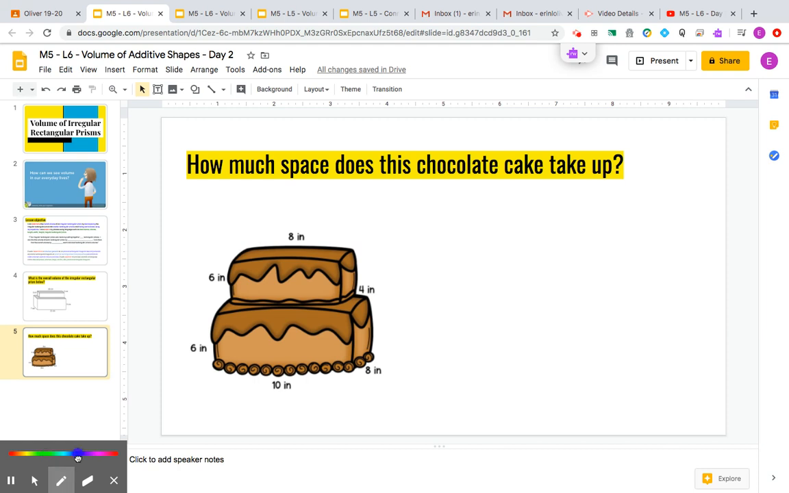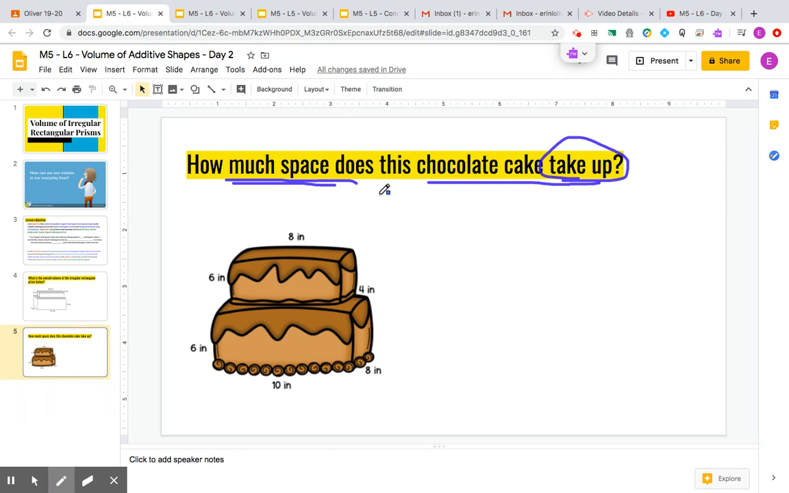Okay, another problem you had on your exit ticket was this one. I asked you how much space does the chocolate cake take up? Now, when I see space, something takes up, that is the definition of what property of an object? Volume. It's how much space something takes up. So it's its volume. So we're looking for the volume of this chocolatey cake.